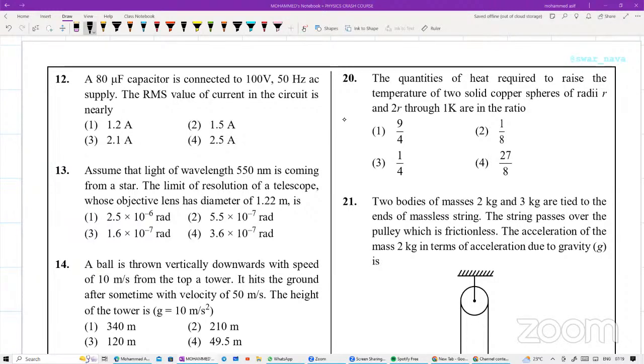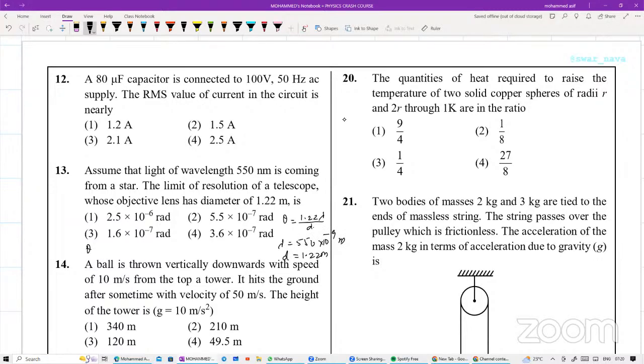The limit of resolution of a telescope whose objective has a diameter of 1.22 meter will be equal to how much? इसका फॉर्मूला हो गया theta is equal to 1.22 lambda divided by your d. यानी wavelength lambda is equal to कितना दे रखा 550 nanometer, यानी 550 into 10 to the power of minus 9 meters, and d is equal to 1.22 meter.